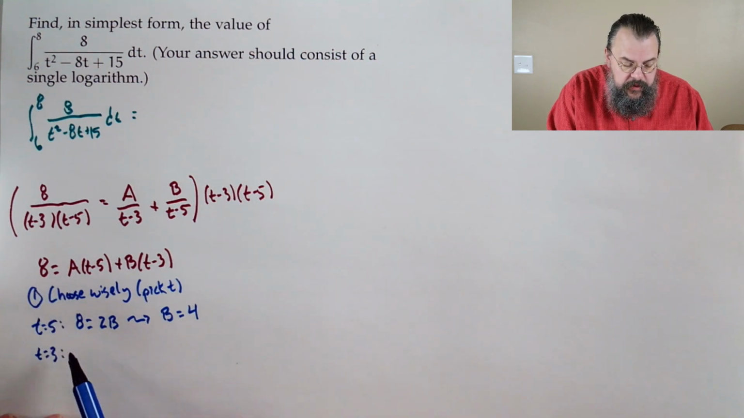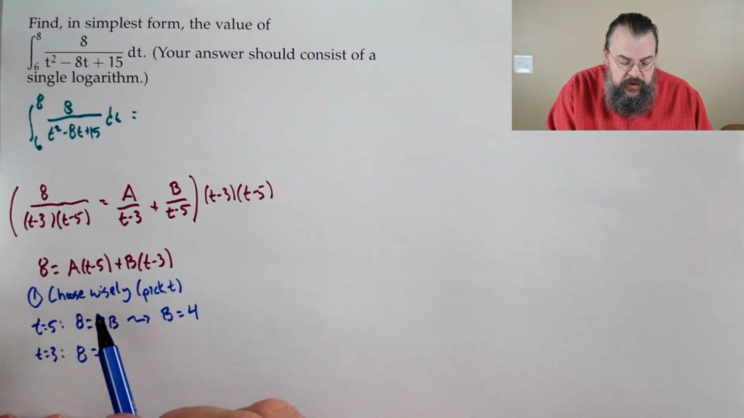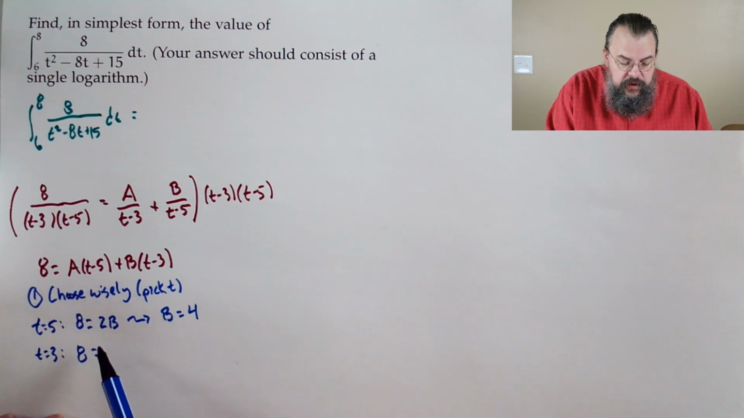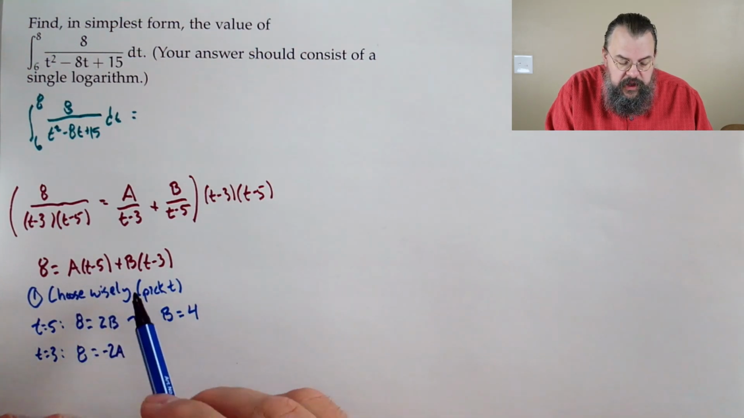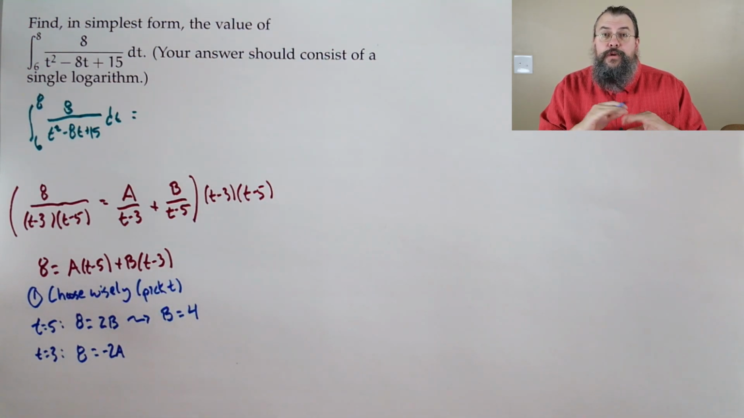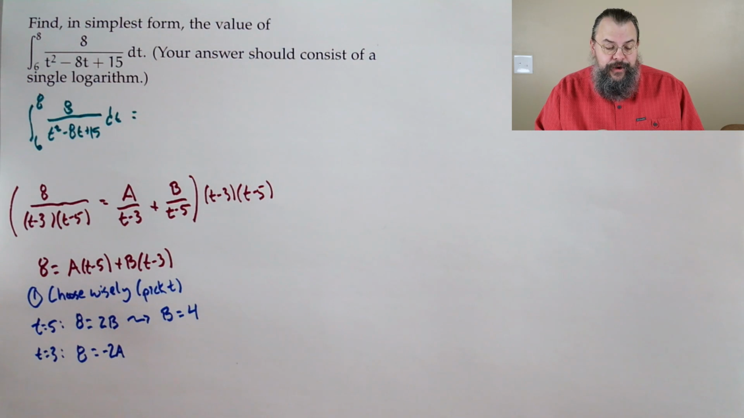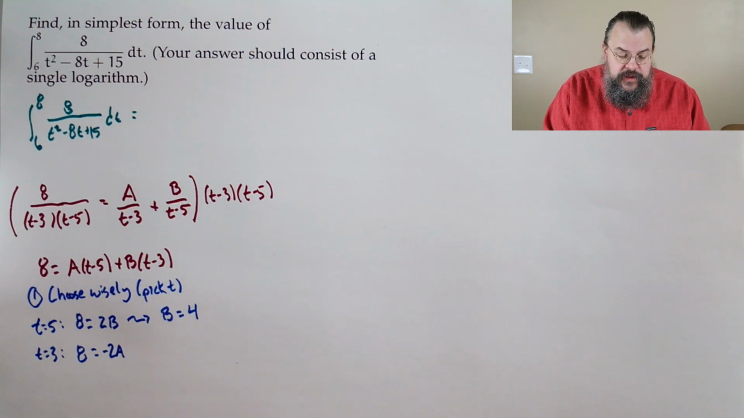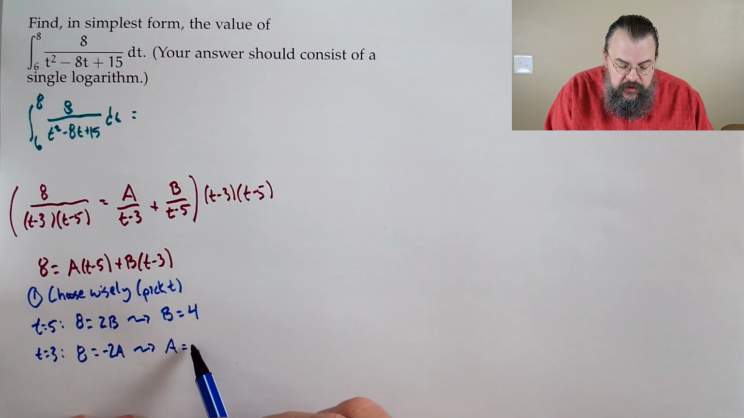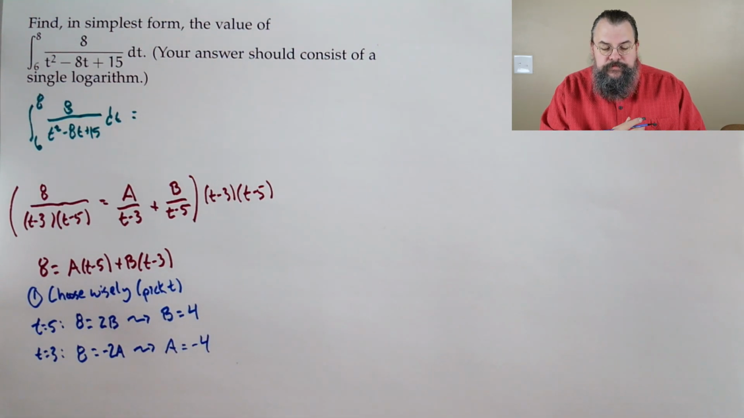We get 8 equals, all right, 3 minus 5, well, that's negative 2. So minus 2a. But now, no b, 0b. So that term, gone. Great, beautiful. So we come to the conclusion that a is negative 4. Okay, we've now solved for a and b.